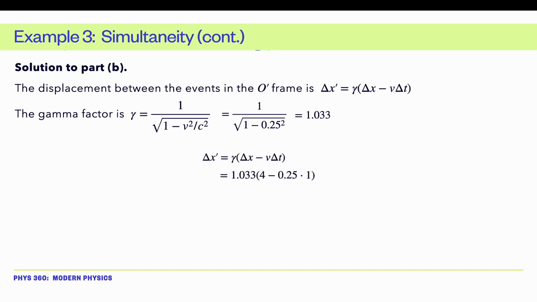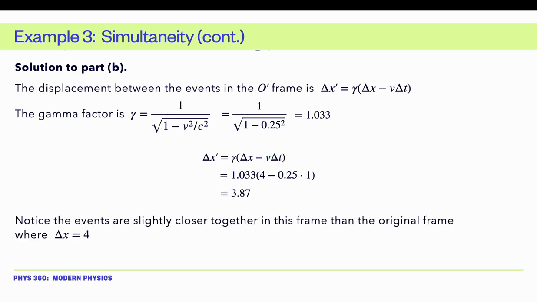We know from before that delta x, remember, was 4, and c delta t was 1. So here we divided by c to make v over c 0.25, and then c delta t is 1. Plug that in, we get 3.87. So remember that the displacement between the events in the rest frame was 4. So in the frame of reference that's moving to make them simultaneous, they're a little bit closer together. They're at 3.87 meters.